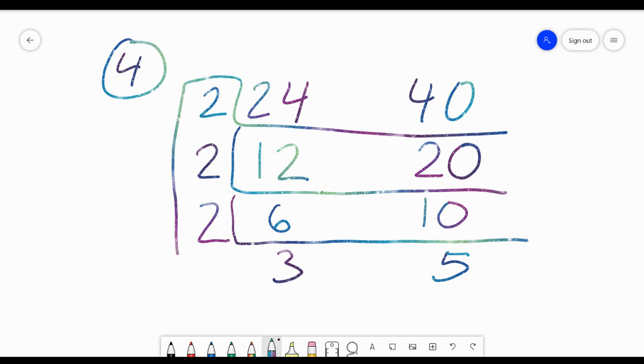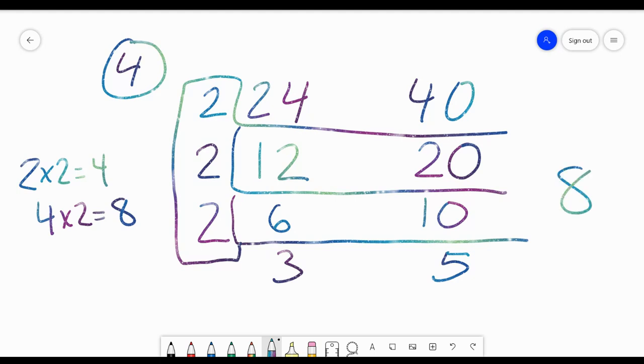Now let's take everything. Sometimes you might get a lot of numbers in this column. Let's take all that and multiply it together. So 2 times 2 is 4, and then 4 times another 2 is 8. So 8 is our answer. 8 is our greatest common factor, our GCF.